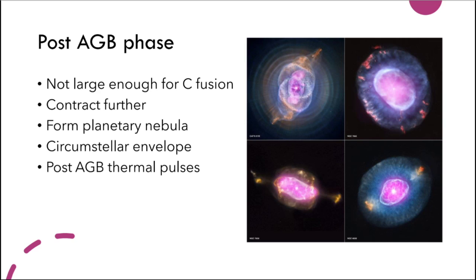And you also have post-AGB thermal pulses as well. They don't just occur in the asymptotic giant branch phase. These pulses also cause it to produce stars which aren't very well understood at the moment. They're called born again AGB stars because we really don't know how they work.